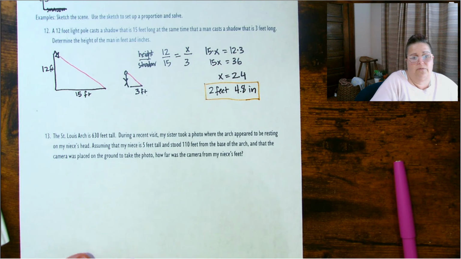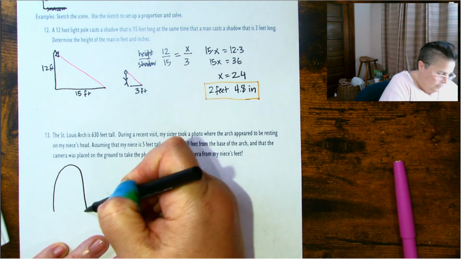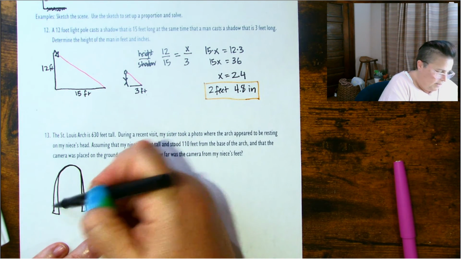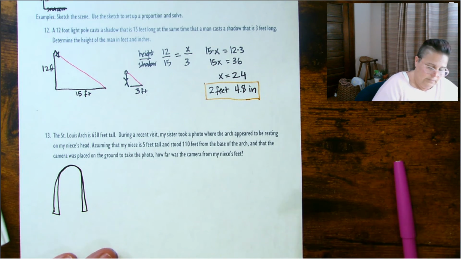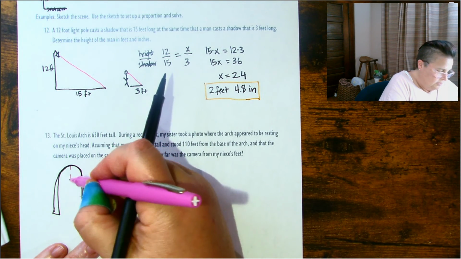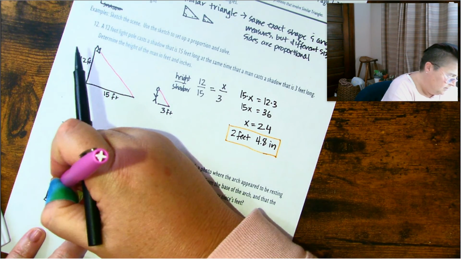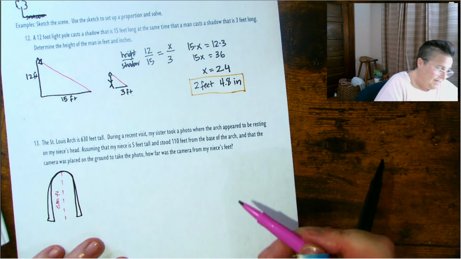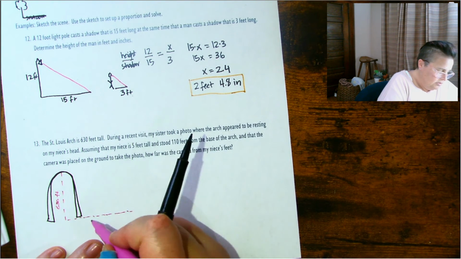So I'm going to draw sort of a pour diagram here. So here's my St. Louis Arch. If you've been there, you know. And we know this arch is 630 feet tall. So the height of this arch is 630 feet. Okay. My niece stands 110 feet from the base of the arch.